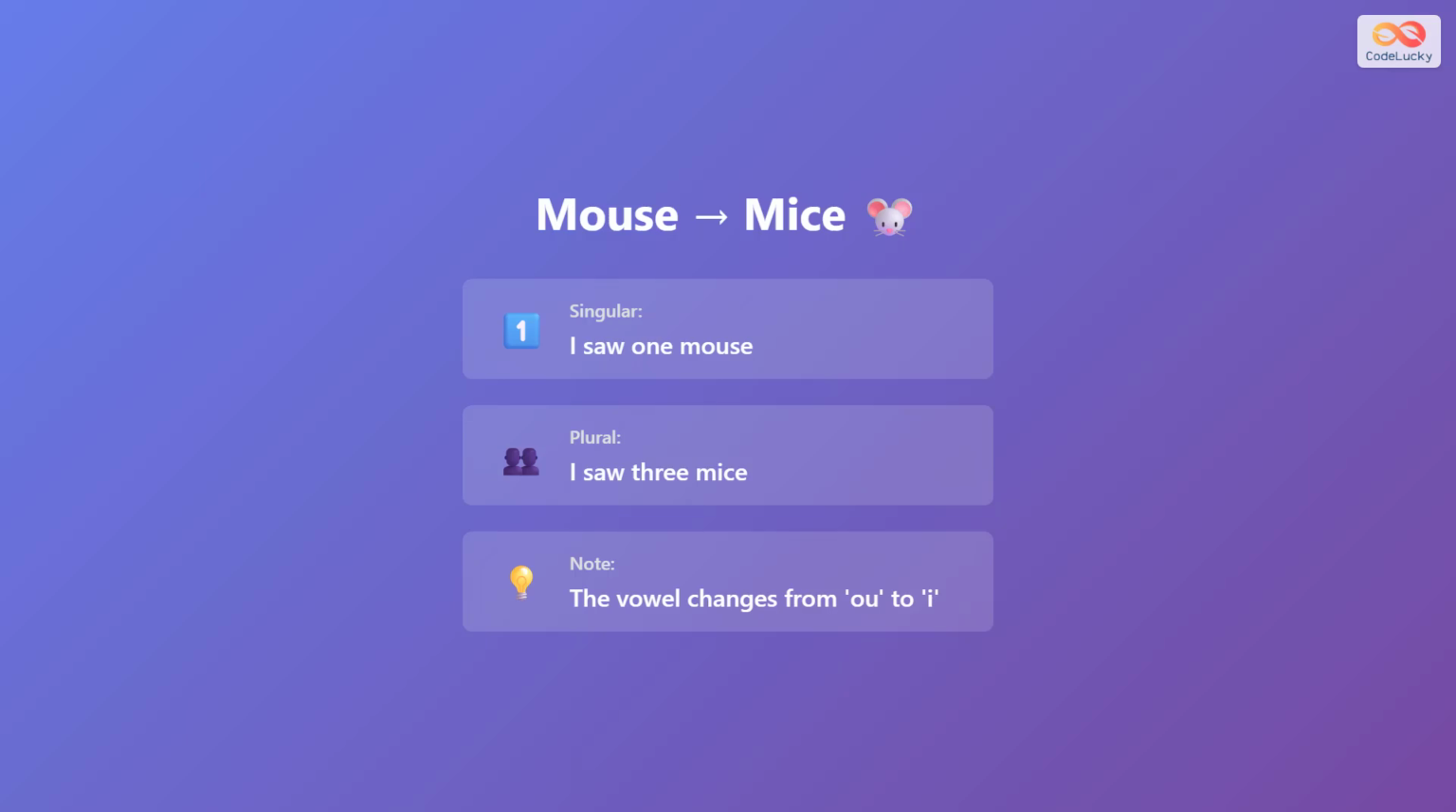The third word is mouse. The singular form is mouse, which is a small gray or brown animal. When we have more than 1 mouse, the plural form is mice. The vowel sound changes from an O sound to a short I sound. For example, you might say, I saw 1 mouse in the kitchen, or I saw 3 mice running across the floor.